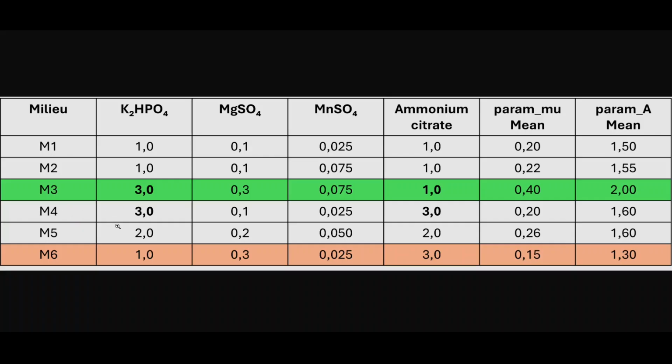It has the same high dipotassium phosphate as M3, but its citrate concentration is also 3 grams per liter. The result is that M4 performs no better than M1 or M2. The high citrate has completely cancelled out the benefits of high phosphate. The key hypotheses are: higher phosphate and magnesium concentration have a positive effect on growth, and citrate has a negative effect. Let's see if the dashboard recovers all of this.